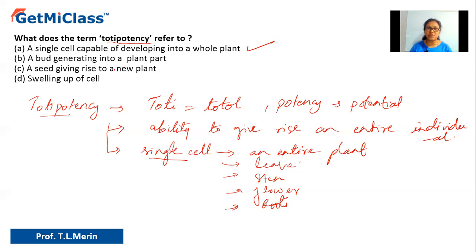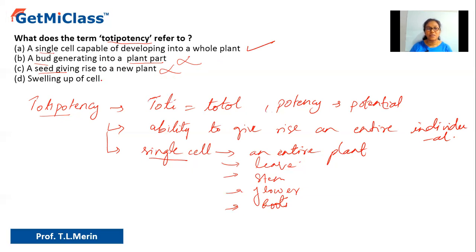Now option B says a bud generating into a plant part. A bud is made up of multiple cells and it is not giving rise to an entire plant, instead it is just giving rise to a plant part. So we cannot call it totipotency. Then a seed giving rise to a plant. This is the normal nature where the seed consists of the embryo, and this is the normal germination process. We will not consider this as totipotency, because here we are considering the capability of a cell giving rise to an entire plant. In a seed you have cotyledons, you have embryo, you have multiple cells, different types of cells, and that is the normal germination process. So we will not consider that as totipotency.